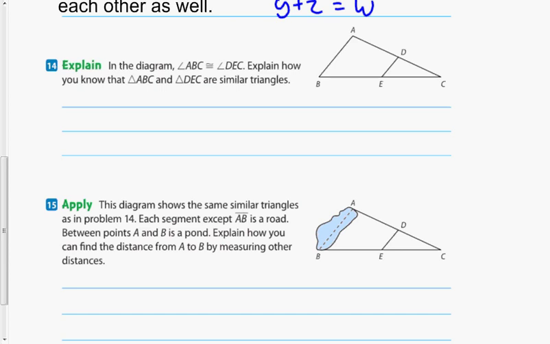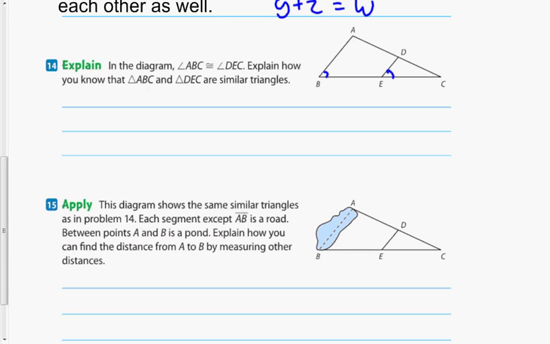In the diagram, angle ABC is congruent to angle DEC. So ABC, that would be this angle, is congruent to this one. Explain how you know that ABC and DEC are similar triangles. So if they have all the same angle measures, then they're similar. We only know that one angle measure is the same right now.